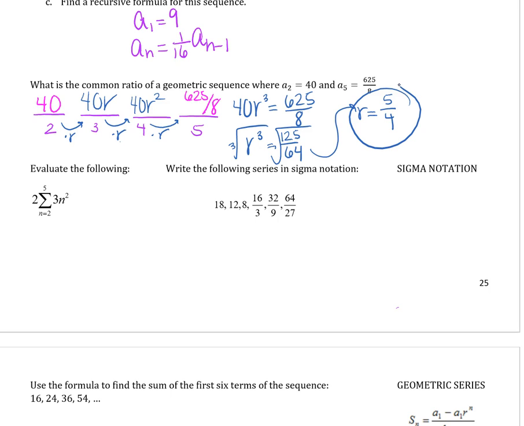Sigma notation. Sigma just means sum. So it's a big Greek letter that means sum. So you are going to find the sum of the terms where you have 3n squared between 2 and 5. I start by plugging 2 in for n. So 3 times 2 squared.